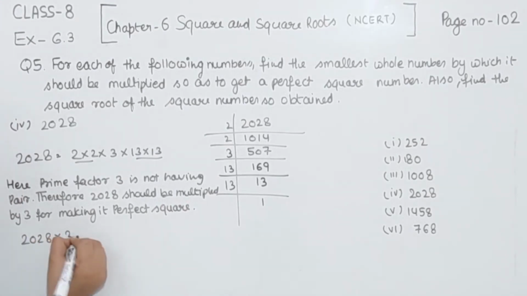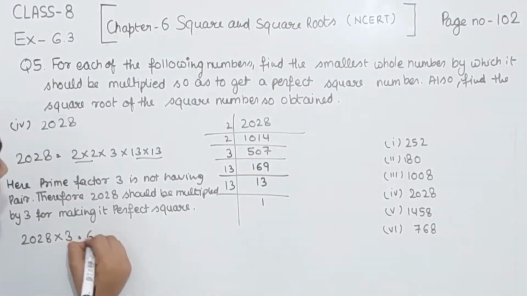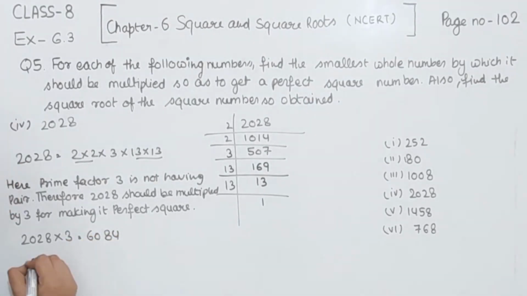Now we are going to multiply 2028 by 3. So we are going to multiply, then we are going to get the number as 6084. So we will write here root 6084.